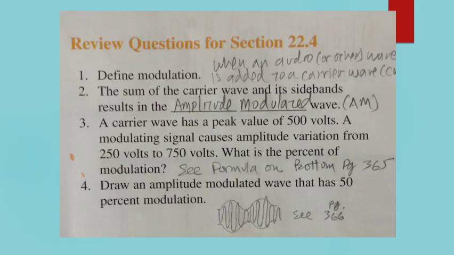Review questions for section 22.4. 1. Define modulation. It is when an audio or other wave is added to a carrier wave, or CW. 2. When the sum of the carrier wave and its sidebands results in the amplitude modulated wave, or AM. That was a fill in the blank question.